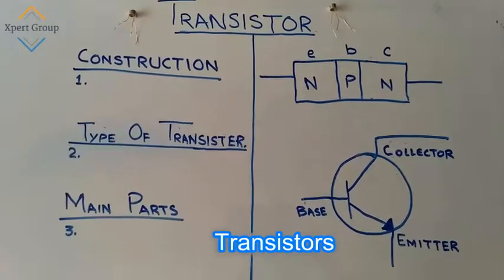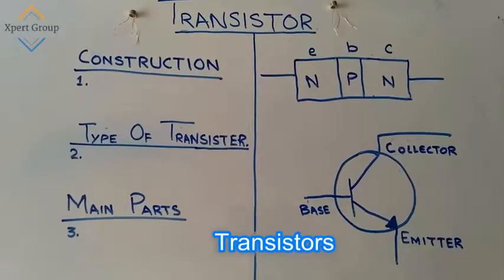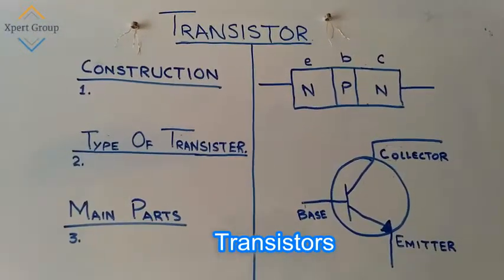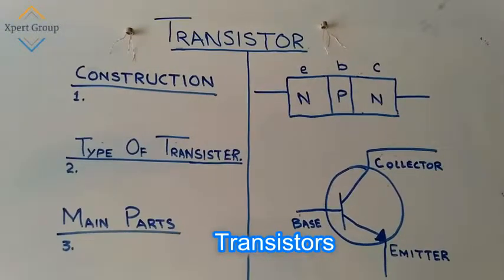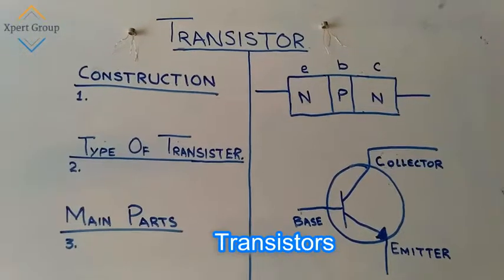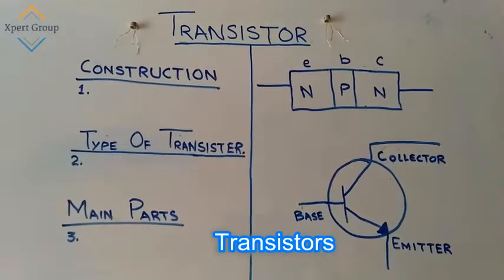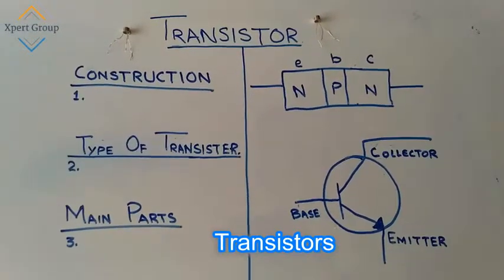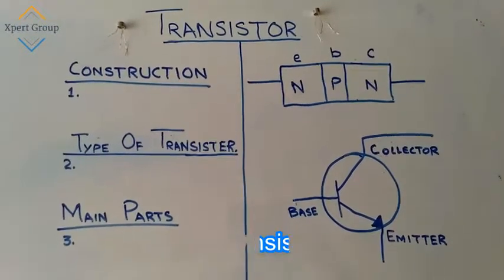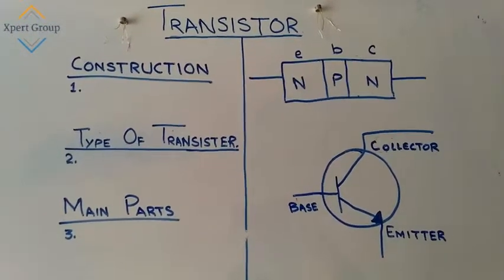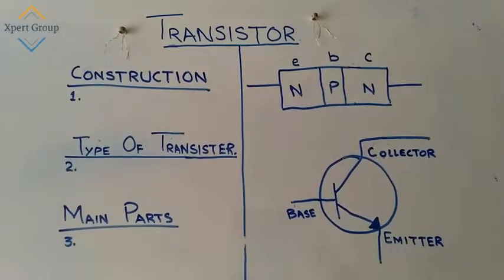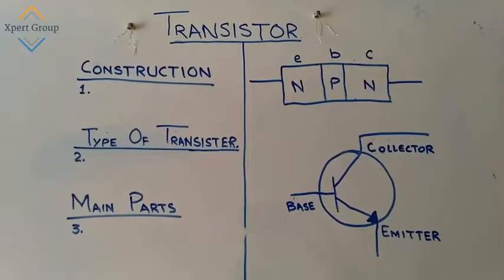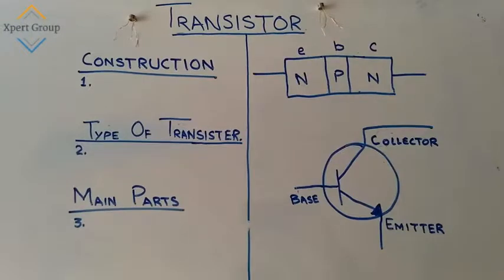We will give you a lecture on transistors, which is the topic of Electronic Fundamental M4 of the EIS course. Gentlemen, today our lecture consists of the construction of a transistor, types of transistors, and the main parts of a transistor. So, what is a transistor? A transistor is basically a three-layer semiconductor device that is used for amplification, for switching, and many other applications.